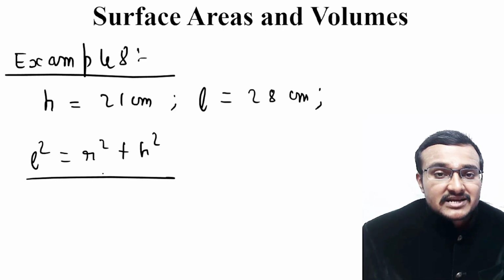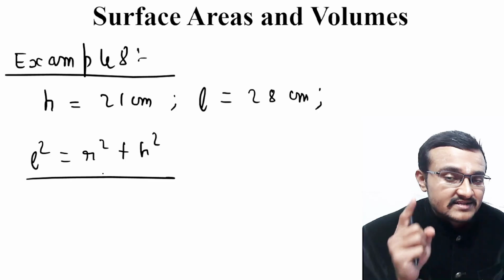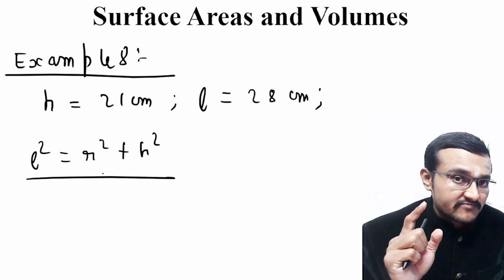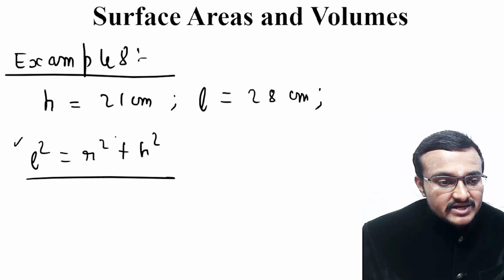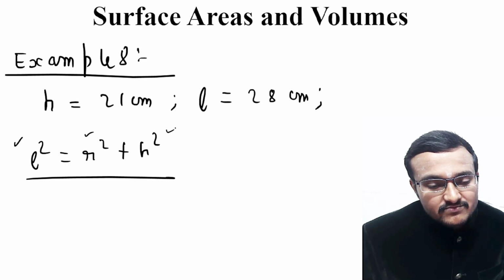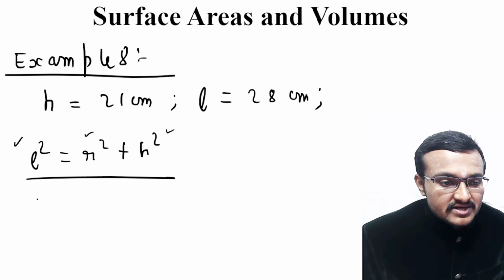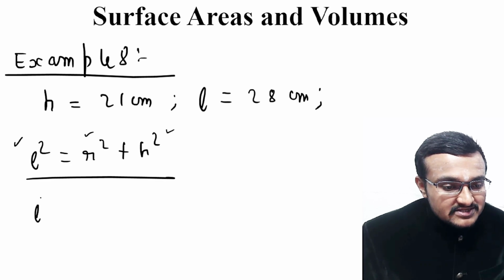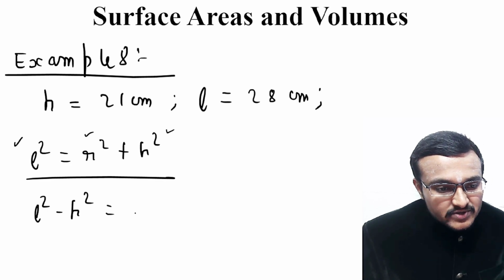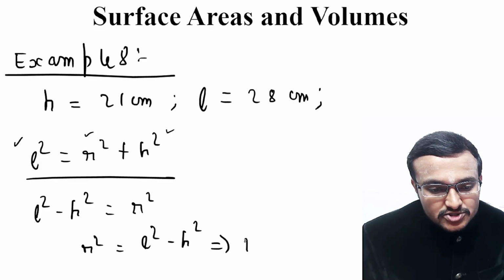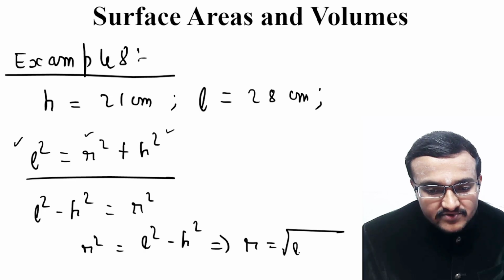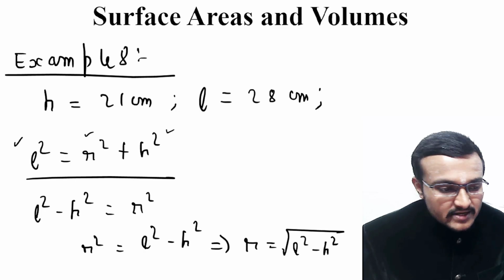This I have explained while explaining the curved surface area and total surface area of the cone in my previous videos. You can refer to that. So L square is equal to r square plus h square. Here we don't know r, so you can bring h square to the LHS, so that will become L square minus h square is equal to r square, or you can write this as r square is equal to L square minus h square. This you can also write as r equals square root of L square minus h square.